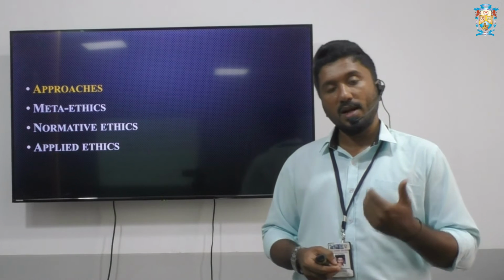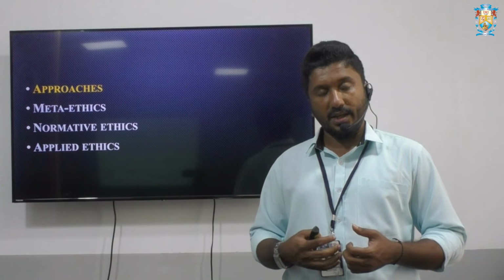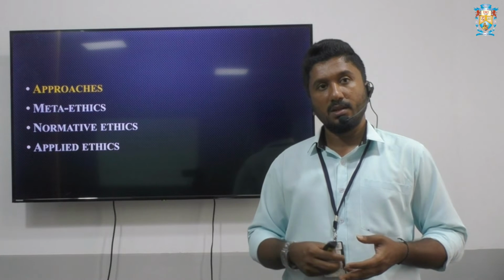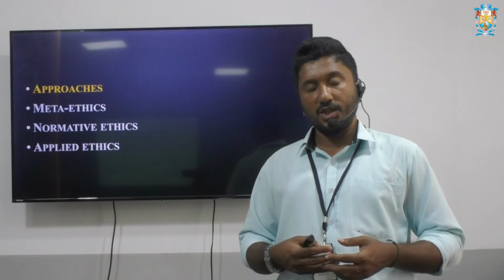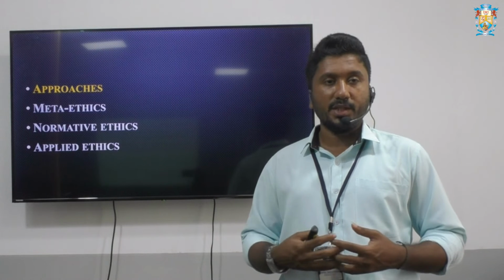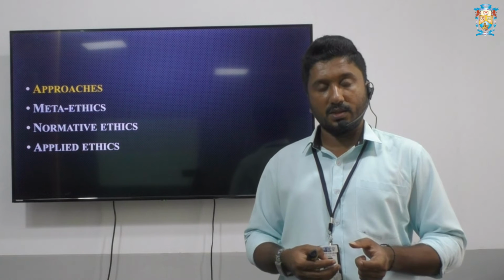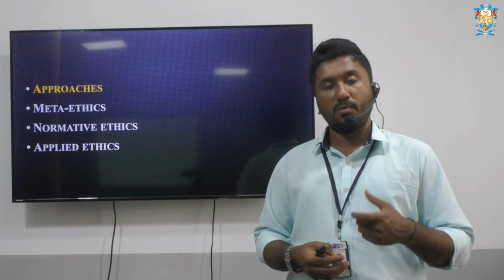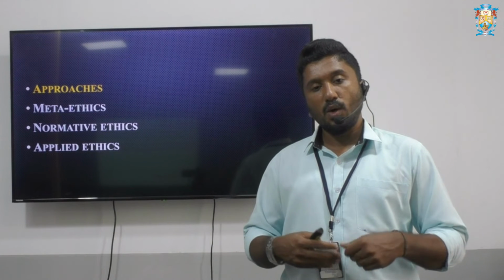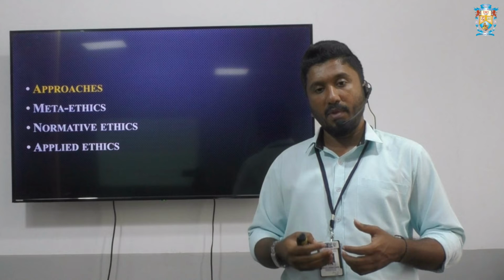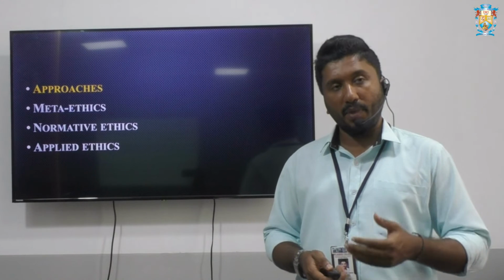Now, what are the approaches to ethics? Philosophers nowadays tend to divide ethical theories into three areas: metaethics, normative ethics, and applied ethics. Metaethics deals with the nature of moral judgment. It looks at the origins and meaning of ethical principles. Next is normative ethics. It is concerned with the content of moral judgments and criteria for what is right or wrong. Applied ethics looks at controversial topics like war, animal rights, and capital punishment. So these are the three approaches of ethics.